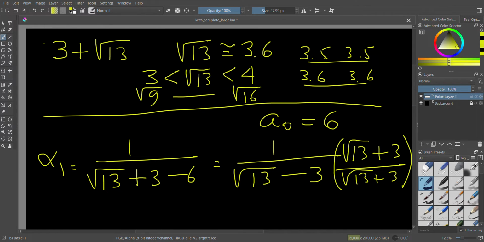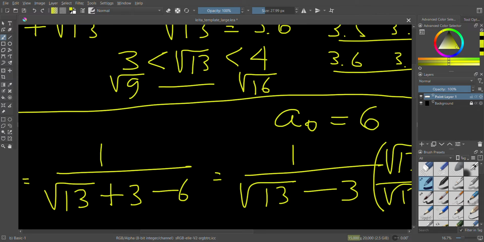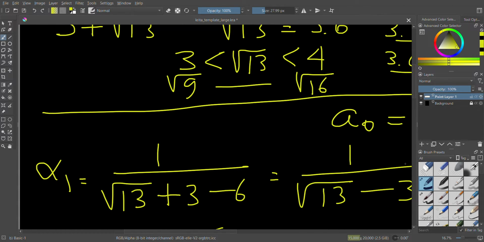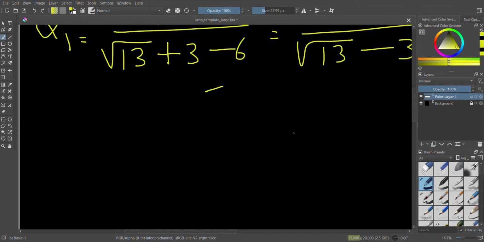And I think I need to zoom in my template a little more, because otherwise I'm going to be running out of space real quickly. Yeah, let's do it that way. And I'll just write smaller.